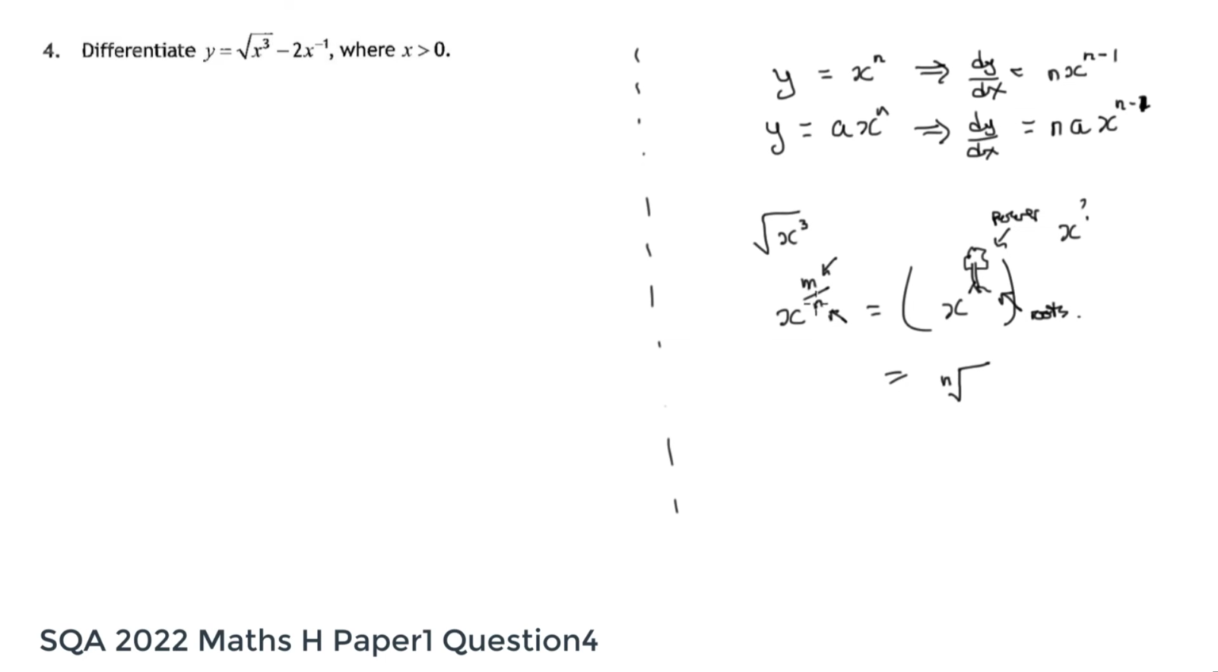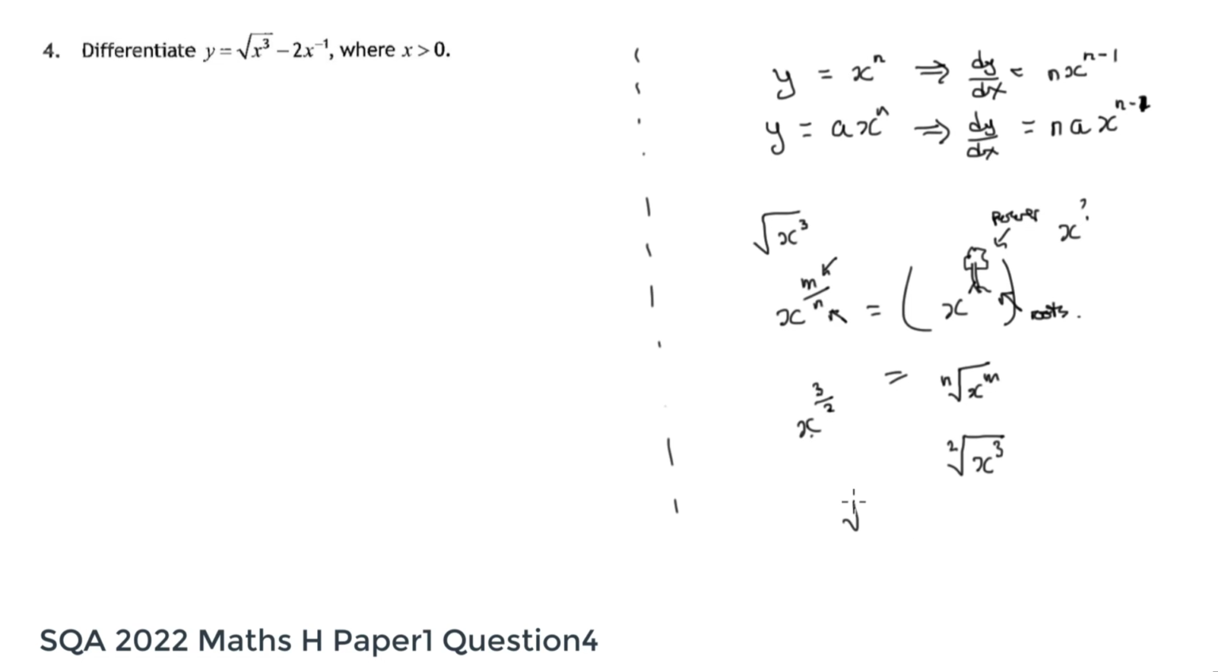But x to the power m over n would therefore mean that we've got the nth root of x to the power m. Now that's bang on this one. If we compare that with the square root of x cubed: square root means it's a 2, cube root's a 3, fourth root's a 4. So we've got power 3, root 2. So power 3, root 2. x cubed and the square root.